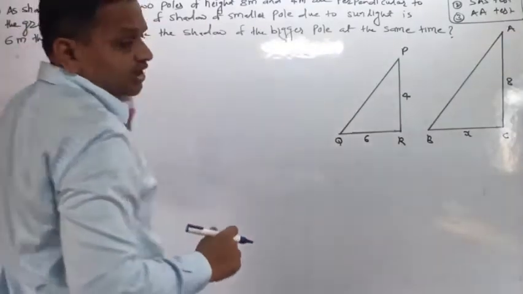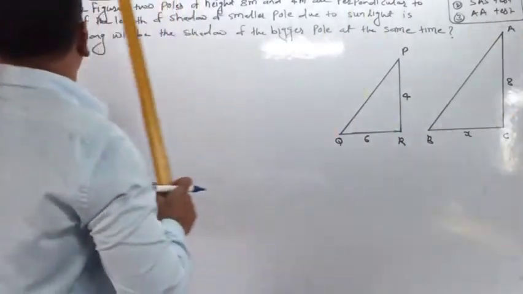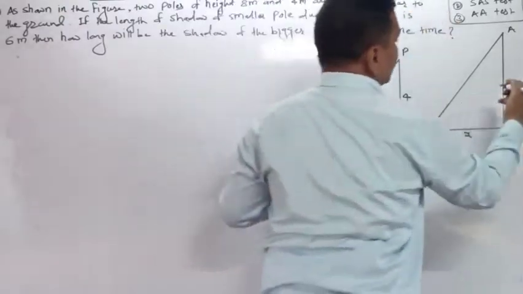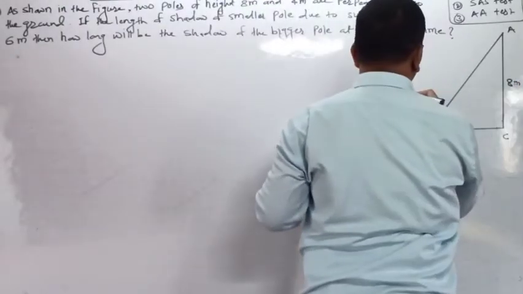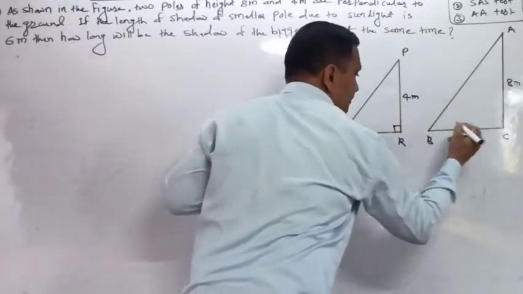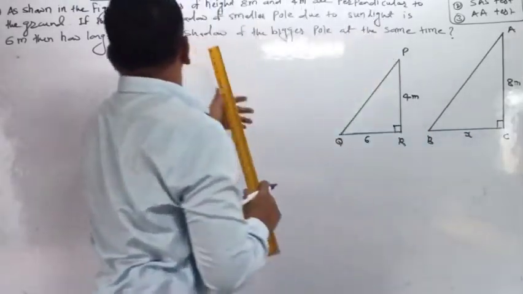Now what is here in the third example, third problem? As shown in the figure, two poles of height 8 meter and 4 meter are perpendicular to the ground. These two poles are perpendicular to the ground.